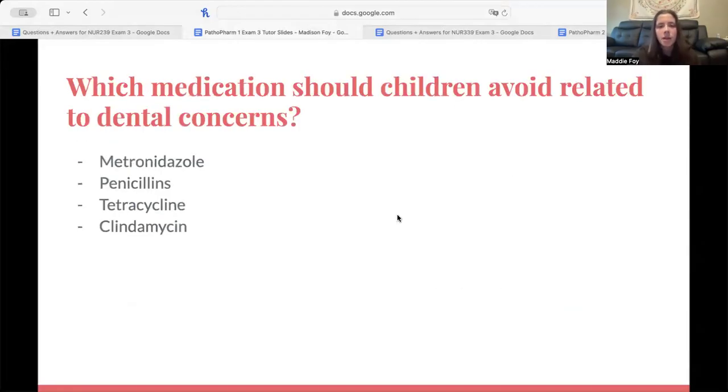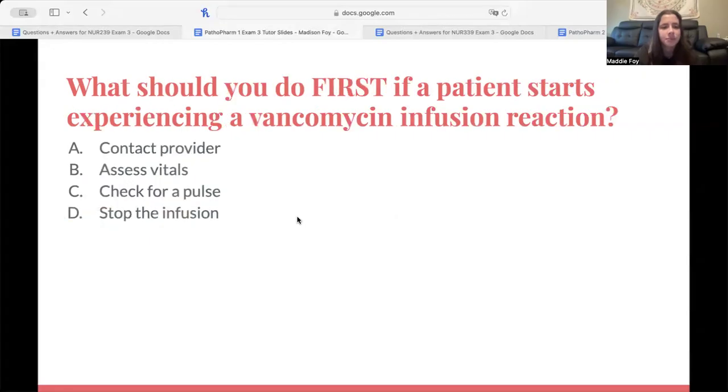Okay, so now we have some more practice questions on the rest of the antibiotics. Which medication should children avoid related to dental concerns? Awesome. Yeah, you guys are all saying C. You are correct. Again, if it's a child, the only tetracycline that's safe is going to be the doxycycline, but you are correct there. What should you do first if a patient starts experiencing a vancomycin infusion reaction? Yes, you guys all got that super fast. Good job.